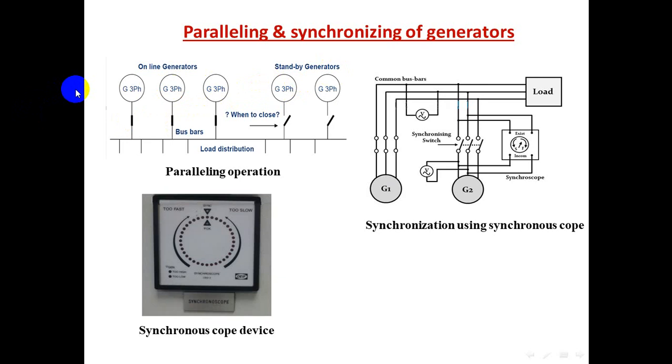The first condition, voltage equality, can be satisfied by the voltmeter. To specify the conditions of equal frequency and identical phases, one of the following two methods can be used. One, synchronizing by using the synchronous scope. Two, synchronizing using the lighting lamps.